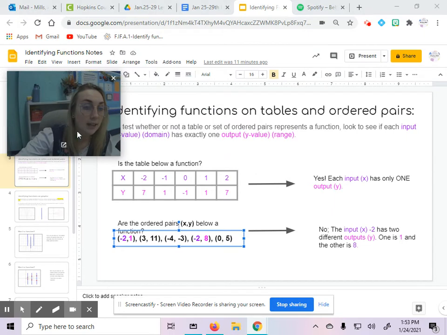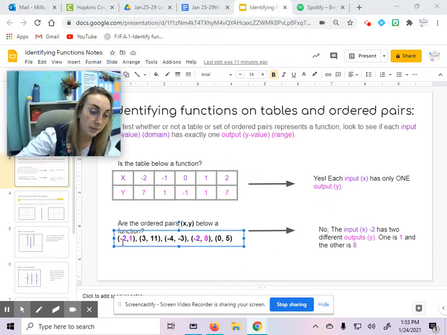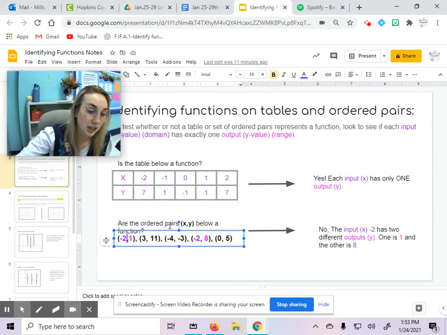I'm going to move me over here. Okay, look at these real quick. This is not going to be a function, and here's why. I kind of made it where you can see it better by changing the colors up, but if you look, -2 is an x value, okay? It's an input, it's a domain, and -2 shows up twice in this set of ordered pairs.